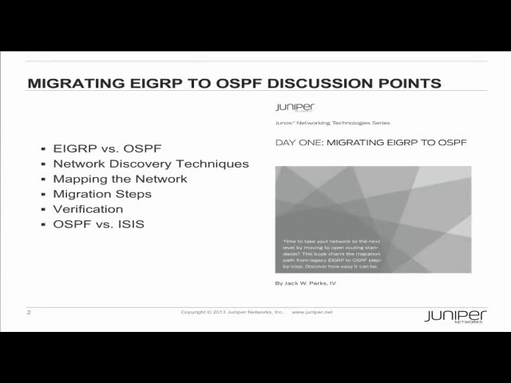All right. So the agenda for this presentation is we're going to basically go over EIGRP versus OSPF. We're going to talk about some of the network discovery techniques that are, in my opinion, required for a migration. We're also going to talk about mapping the network. Again, this is kind of taking all of that discovery information and documenting it in an offline fashion. We'll go through the steps required to migrate the network and its verification. And finally, a little blurb about OSPF versus ISIS.